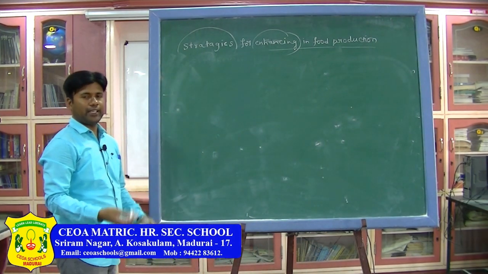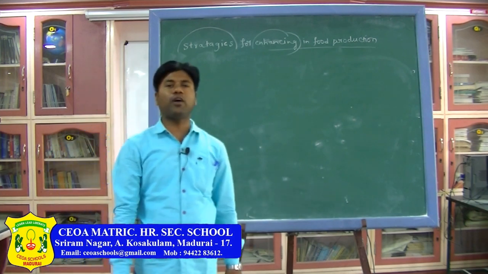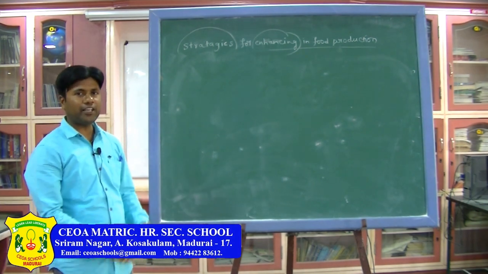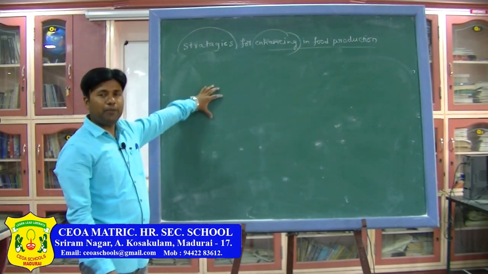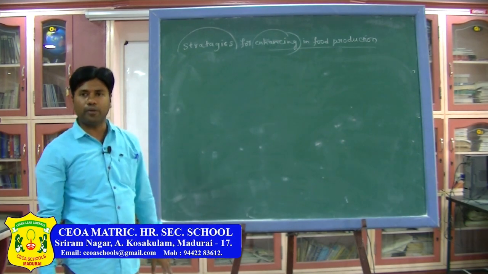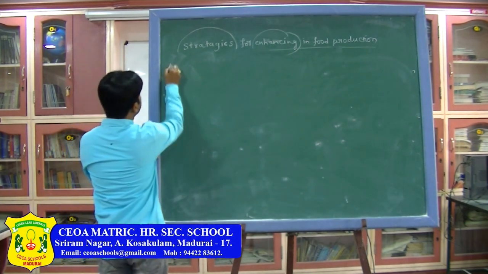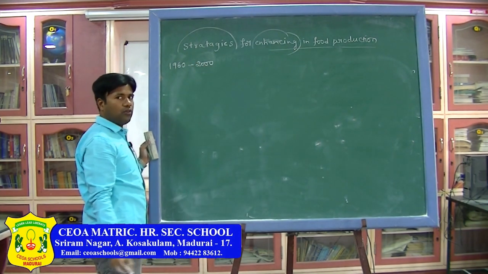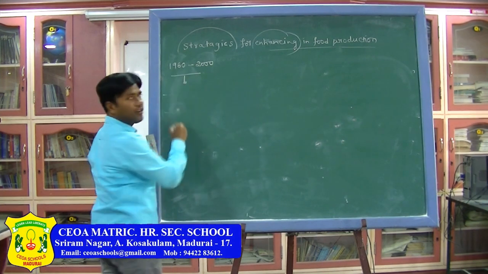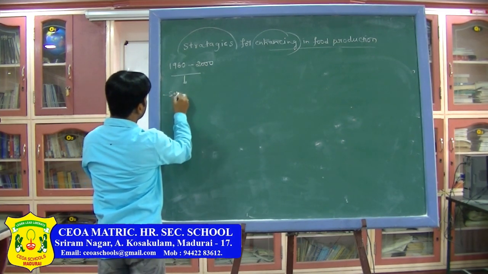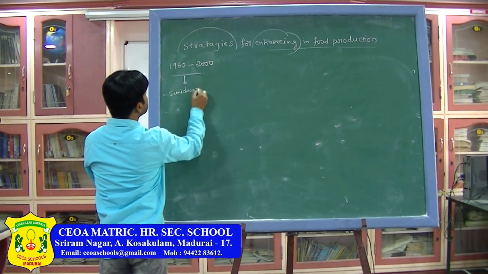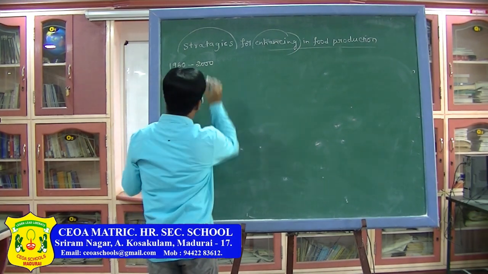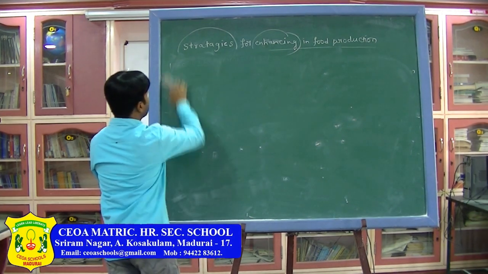What are the improved varieties? If you see, just now I said 1947, after the independence of India, we have faced many problems regarding food grain production. Then after 1960s to 2000, they have produced semi-dwarf varieties. Semi-dwarf variety. What are those? For example, now I will write here, 1 minute.